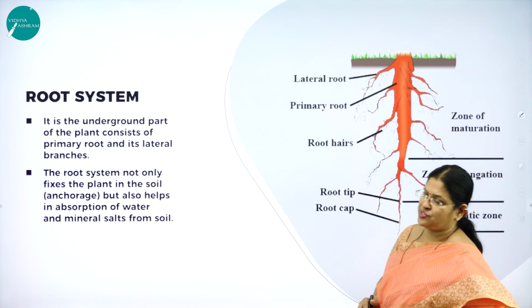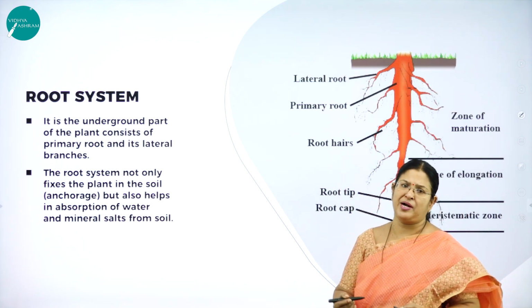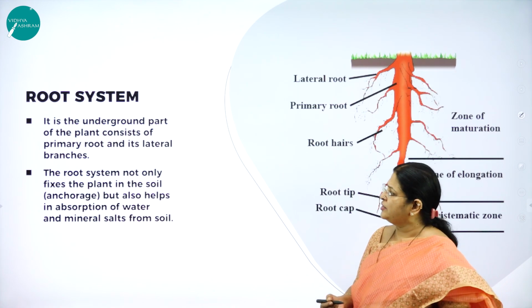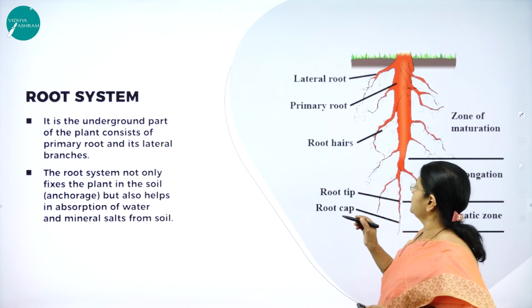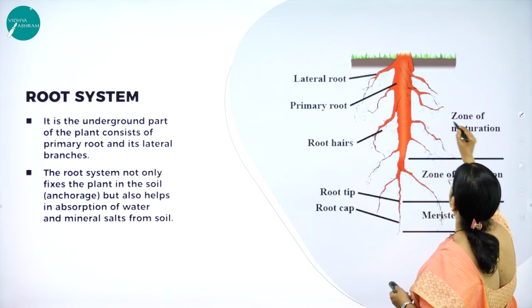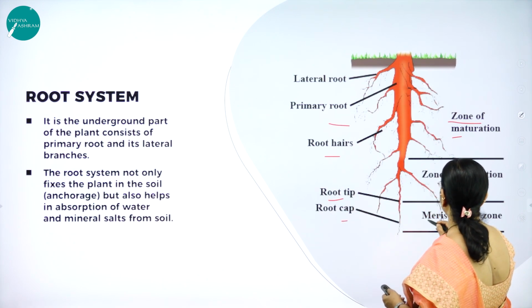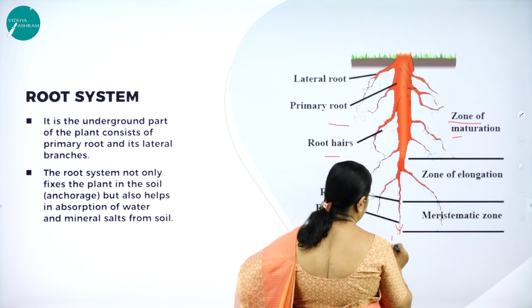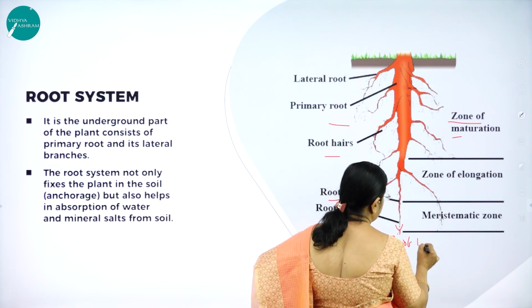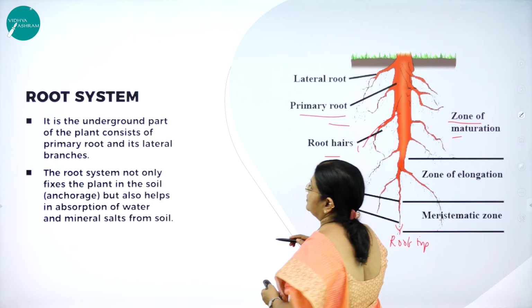Moving on to the root system. As I said, the root system is a very important part of an angiosperm plant. What is the significance of this root system? Here you can see the beautiful picture of a root system. Here you can see this is the root tip. And this is called the primary root, right?